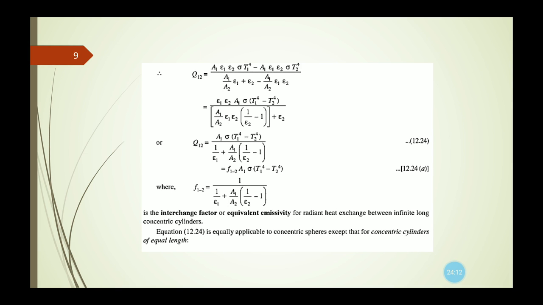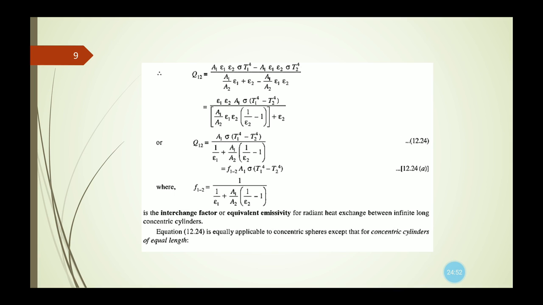Now if we put this value of E1 and E2 in the earlier equation for Q12, after some steps we will get the representation of Q12 for non-black bodies. This equals F12 A1 sigma (T1 to the power 4 minus T2 to the power 4) as equation number 12.24a. Now this F12, as per our earlier discussion, is the interchange factor or equivalent emissivity between the two infinitely long concentric cylinders.